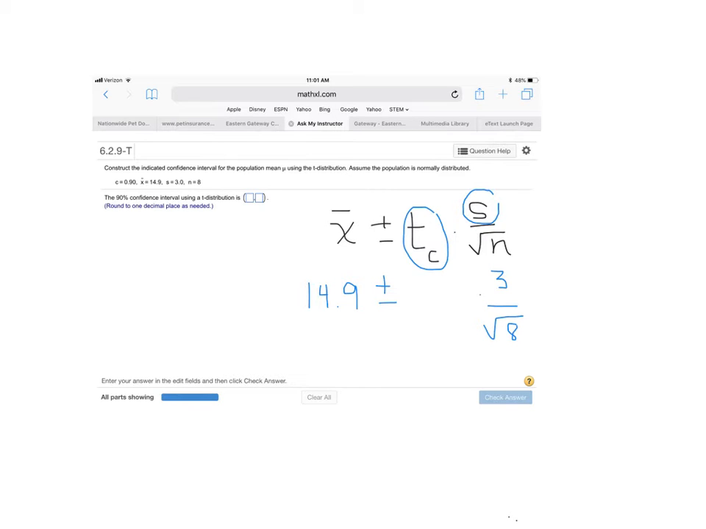Well, the t-distribution is different for different sample sizes. In fact, it's different for different degrees of freedom. Degrees of freedom basically are just the sample size minus 1. So in our case here, our sample size is 8. So 8 minus 1 is 7. So we're going to go to our table of critical values for the t-distribution, and we're going to look up 7 degrees of freedom.